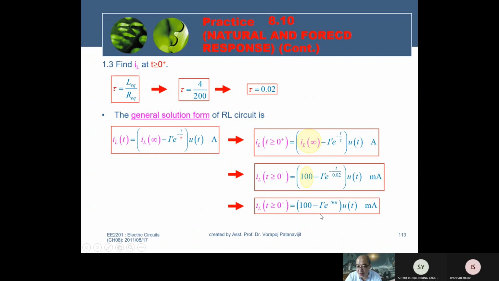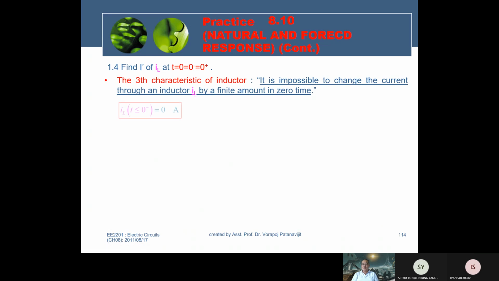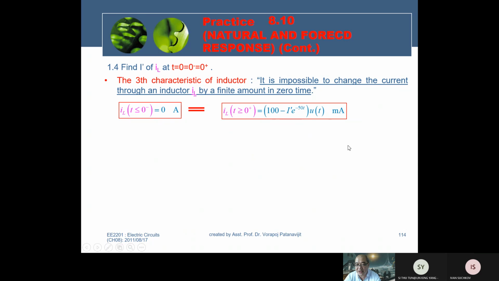You have only one problem, about this unknown constant, I prom. And you can compute it by finding IL for time less than 0 and IL for time greater than 0, taking advantage of the third characteristic of the inductor. It is impossible to change the current through an inductor, IL, by a finite amount in 0 time. Therefore, in this case, IL for time less than 0 is equal to 0. IL for time greater than 0 is equal to 100 minus I e power minus 50t.